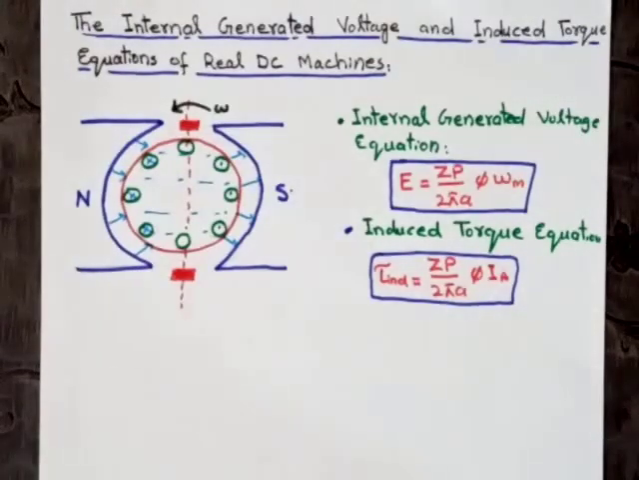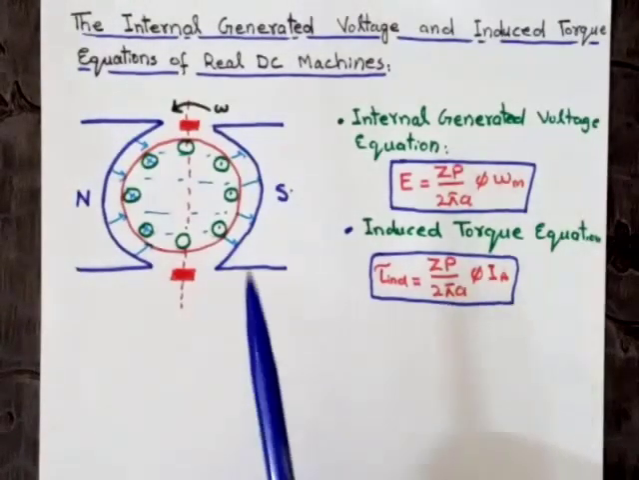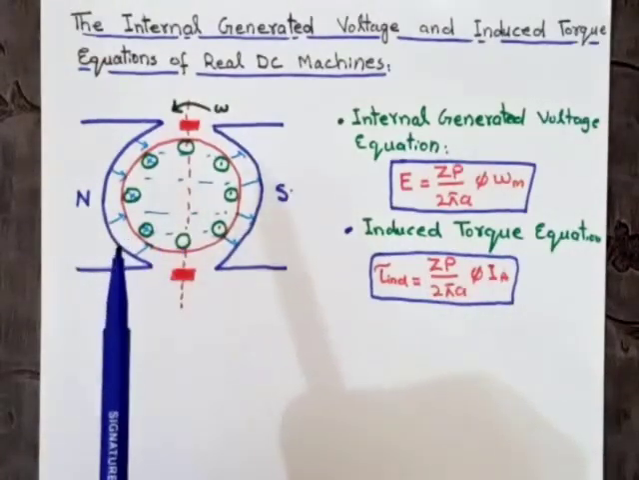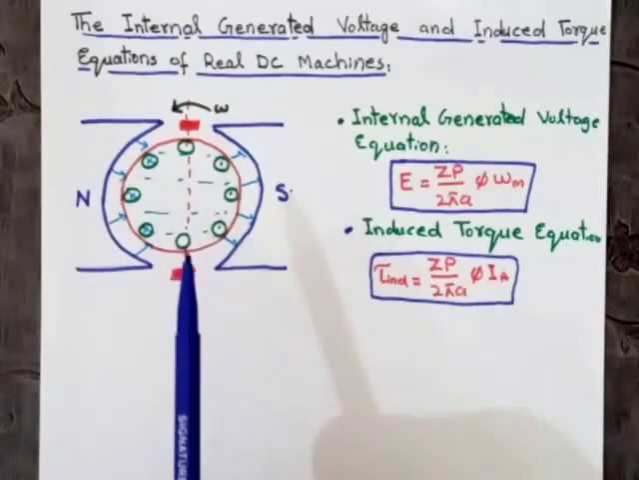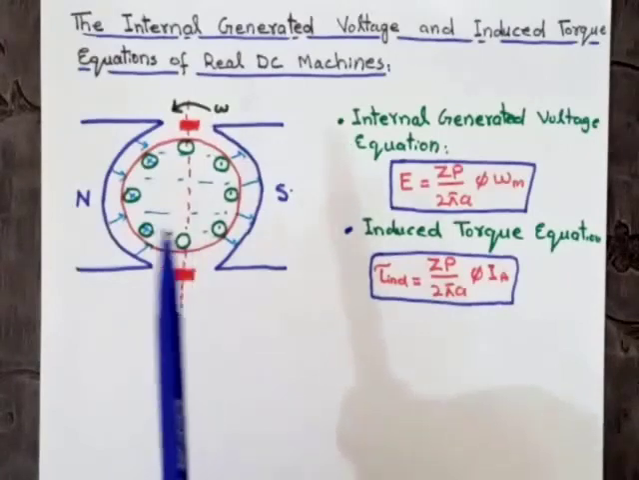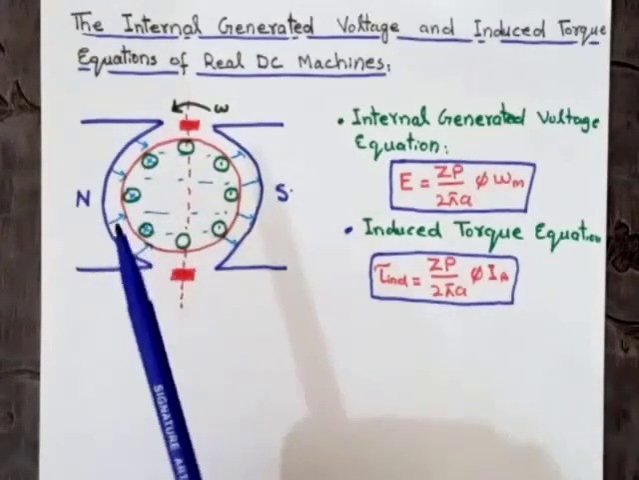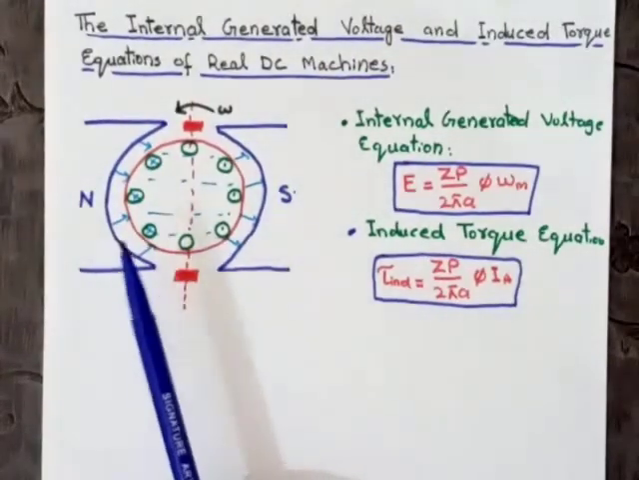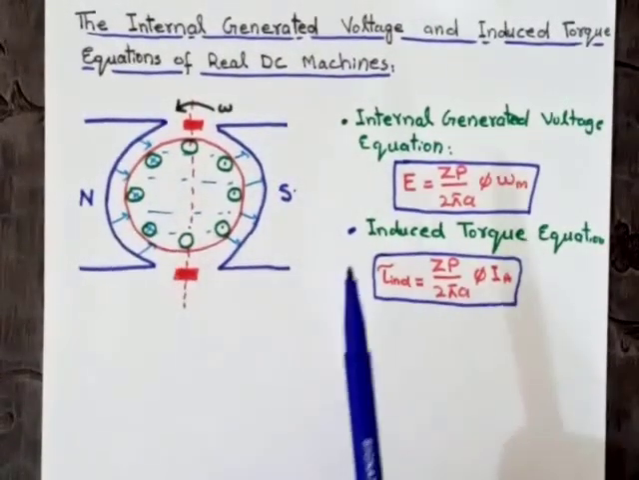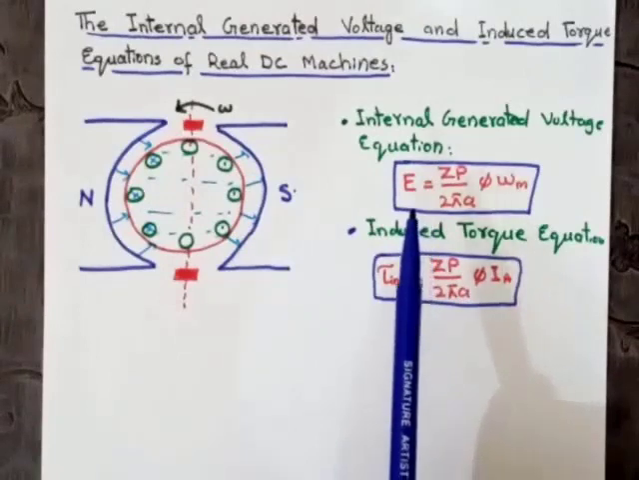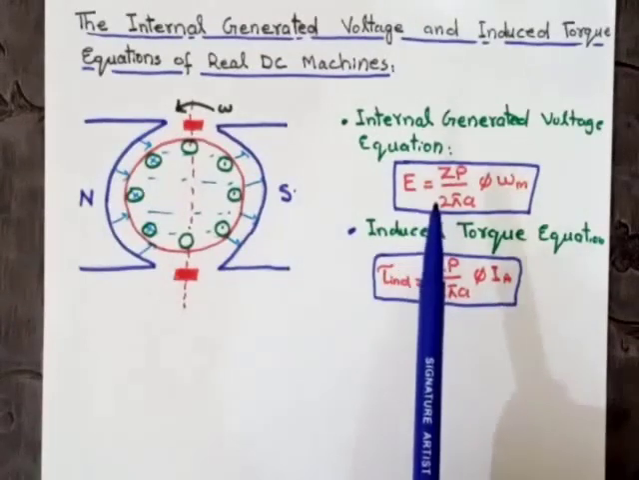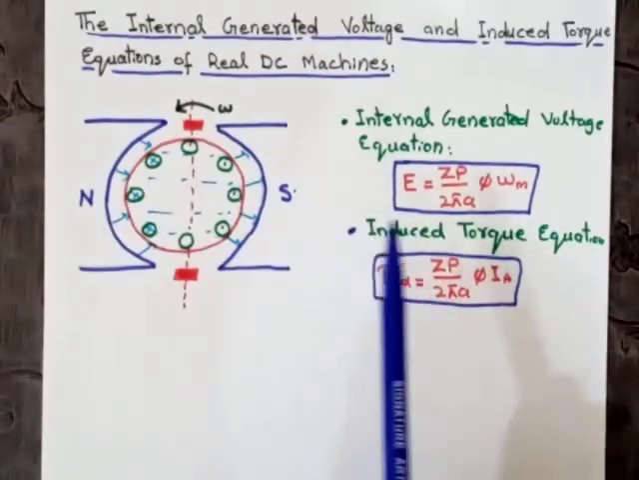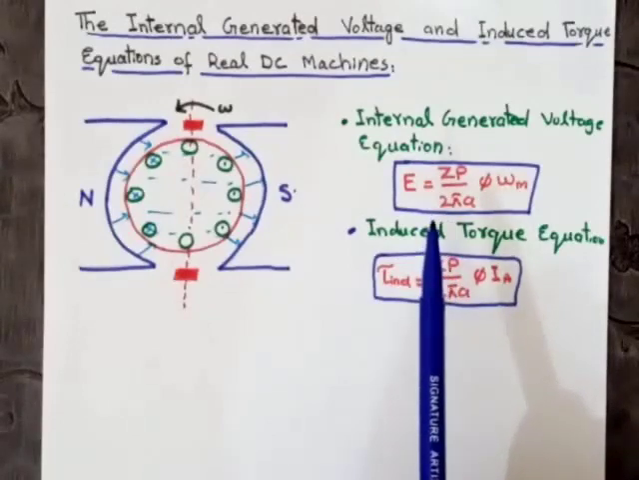So we can achieve greater accuracy by using the number of conductors under the pole faces. If we do not use the number of conductors under the pole faces instead of the total conductors, then the accuracy may be less. The accuracy of the voltage and induced torque will depend on the number of conductors which we are using.